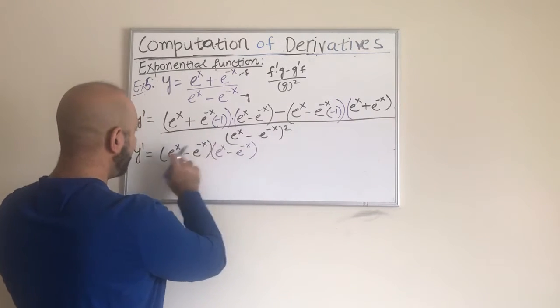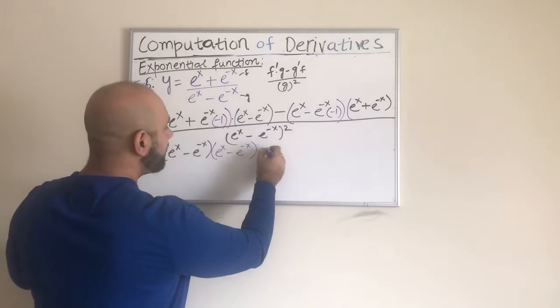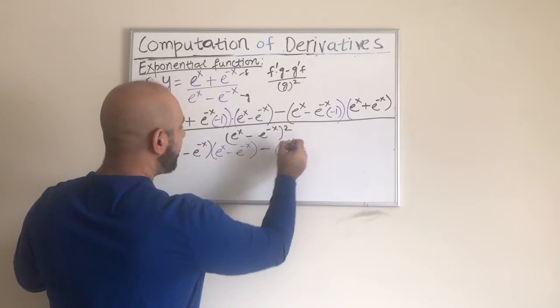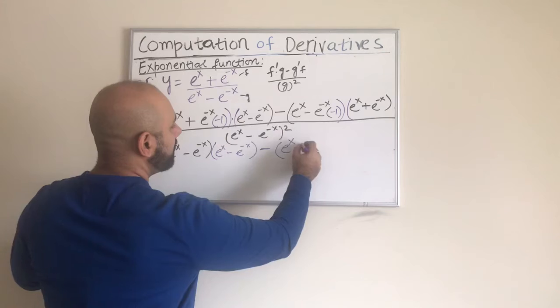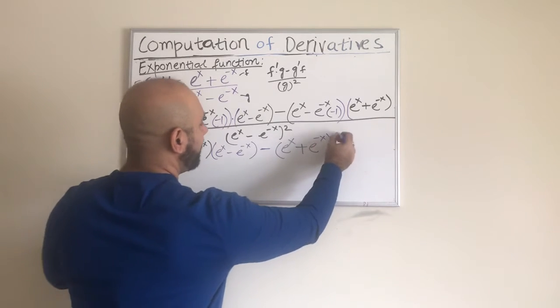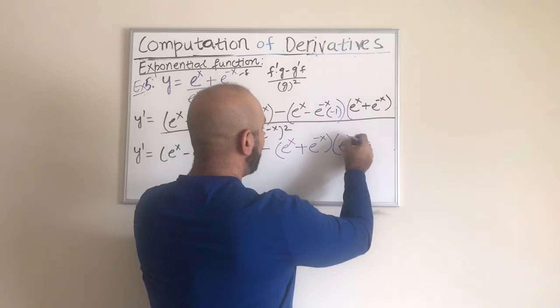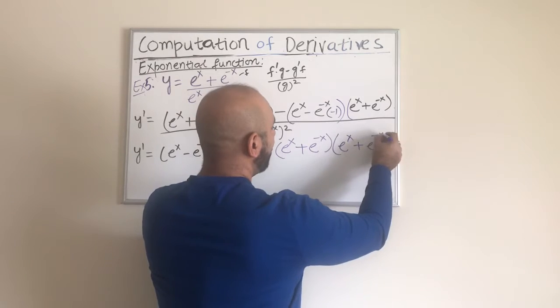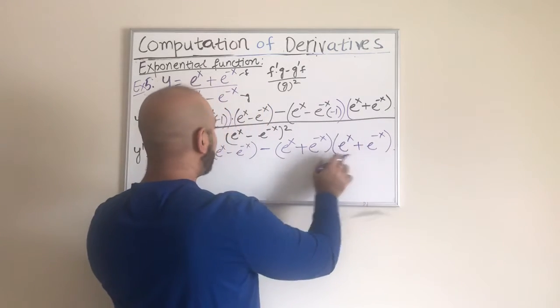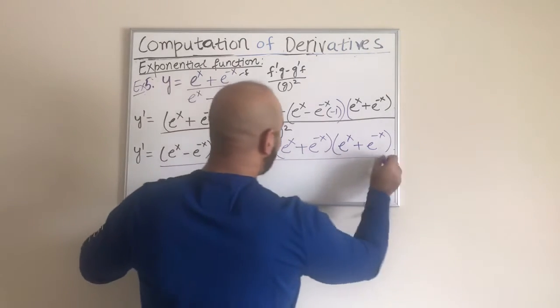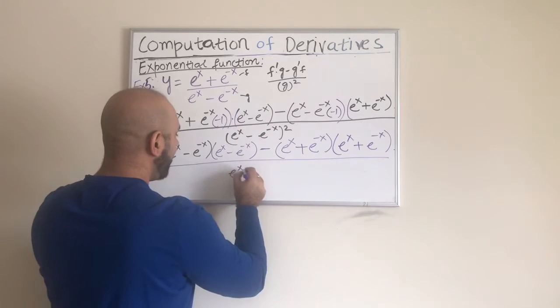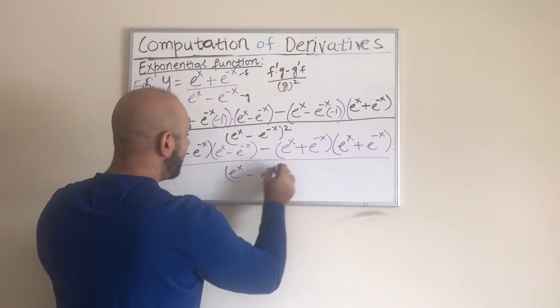So basically, it looks like they are identical. Then minus, here I have e to the x, and negative times negative is positive, positive e to the negative x. And here, what do I have? I have e to the x again plus e to the negative x. So this is plus and plus here, and this is minus and minus here. And then this whole thing is divided by e to the x minus e to the negative x whole square.